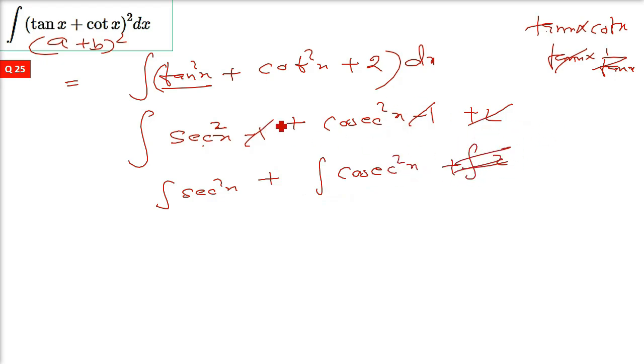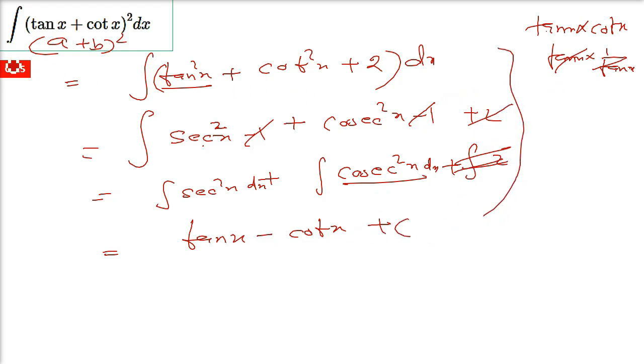So integration of sec square x is a standard result. Integration of cosec square x is a standard result. Okay, this integration is quite easy now. Sec square x integration is simply tan x, because the differentiation of tan x is sec square x. Again, integration of cosec square x is minus cot x, because the differentiation of cot x is minus cosec square x.